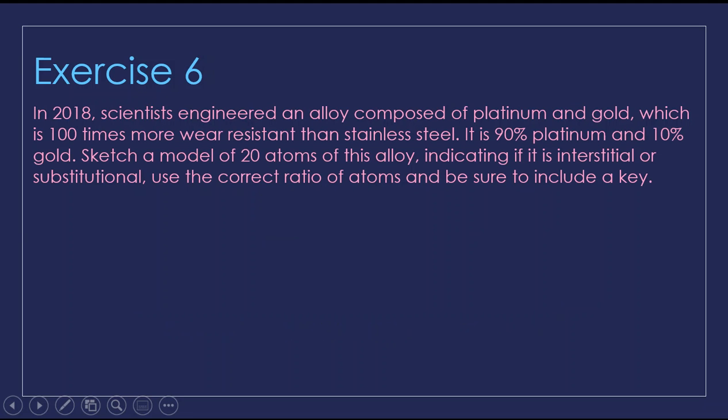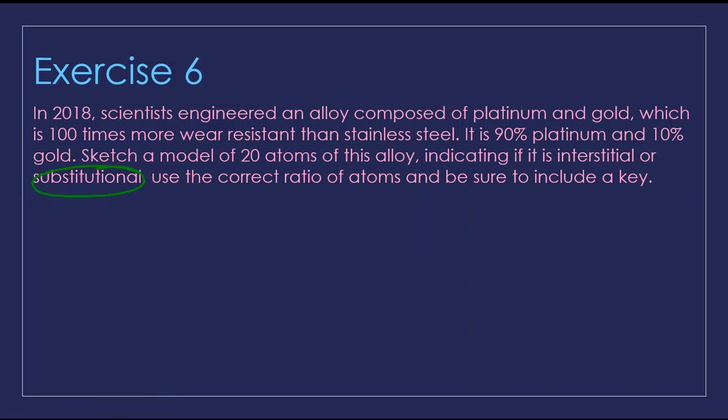2018, scientists engineered an alloy composed of platinum and gold, which is 100 times more wear resistant than stainless steel. 90% is platinum, 10% is gold. Sketch a model of 20 atoms indicating whether this is interstitial or substitutional. Use the correct ratio of atoms to be sure. Now, look here, platinum and gold. It's definitely going to tell us which type of alloy we're drawing. If you look at the periodic table, platinum and gold are right next to each other, so this one's definitely going to be what? Substitutional. Okay, so this one's substitutional.